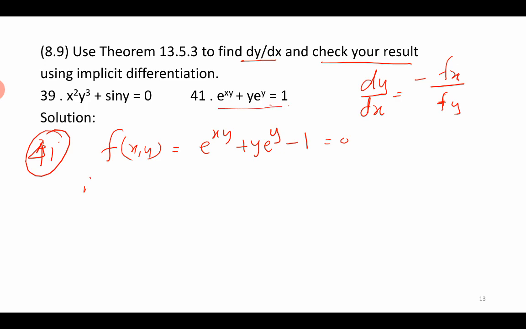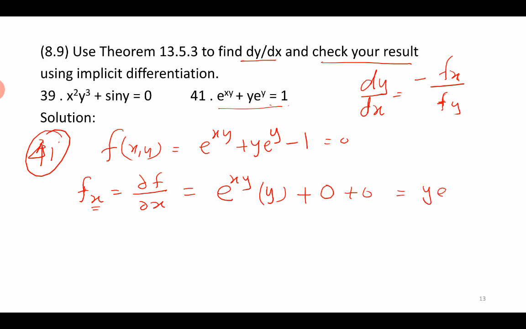That is, now differentiate f with respect to x, ∂f/∂x. So y should be treated as constant, so it will be e raised to xy. When you differentiate xy, you will get y. That is not product rule. You should remember, when we do partial derivative with respect to x, then y should be treated as constant. The second case, everything is in y, so second term is 0, third term is also 0. So first derivative with respect to x gives you y times e raised to xy. So this is the numerator fx.